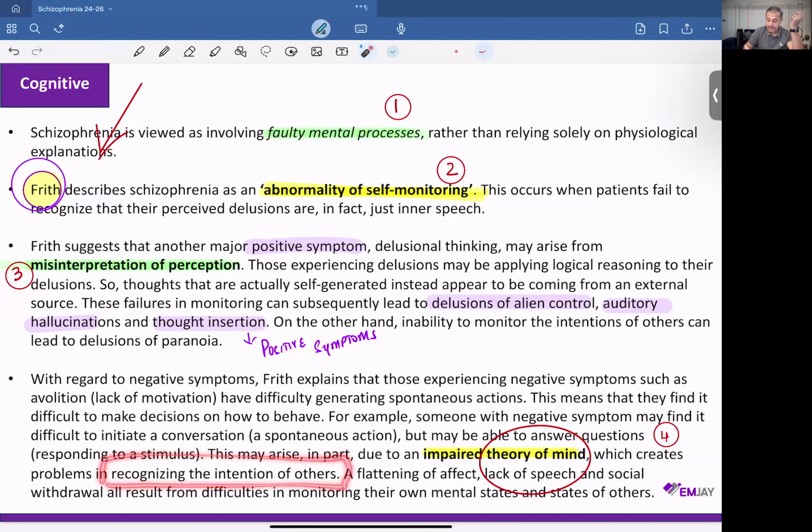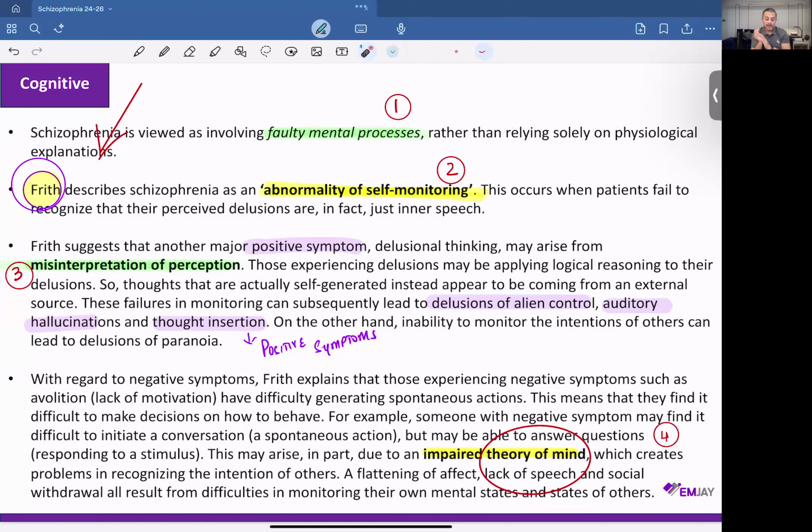Now, a usual interaction between two individuals relies on your ability to read someone's mind, to interpret their intentions, or to empathize. If you have issues recognizing the intentions of others, this might result in you not being able to behave in a usual manner. So, recognizing the intentions of others, a flattening of affect, lack of speech, and social withdrawal all result from difficulties in monitoring their own mental states and the states of others.